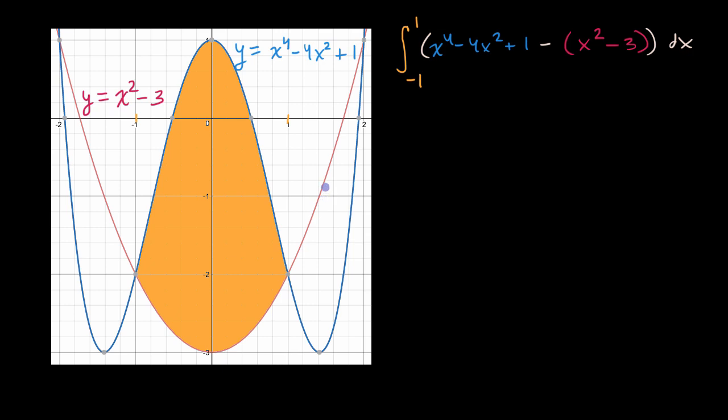So let's just confirm the boundaries first. Let's just confirm that we have points of intersection at x equals -1 and x equals 1. When x equals -1, the red graph is 1 minus 3, which is -2. And over here we have, let's see, -1 to the fourth is still 1 minus 4, which is -3 plus 1. Yep, that is -2. So -1, -2 exists on both graphs.